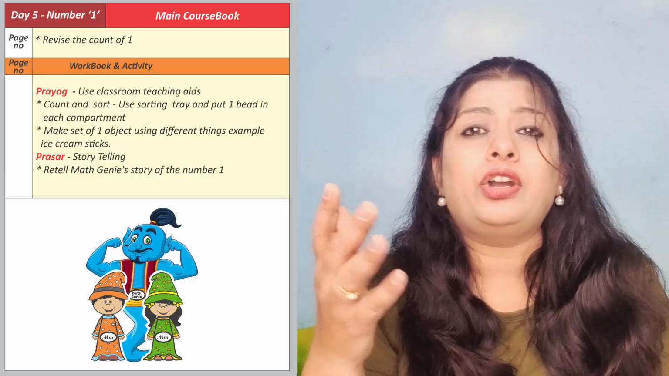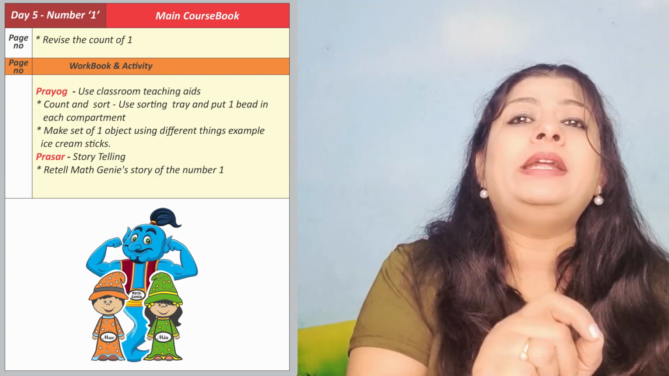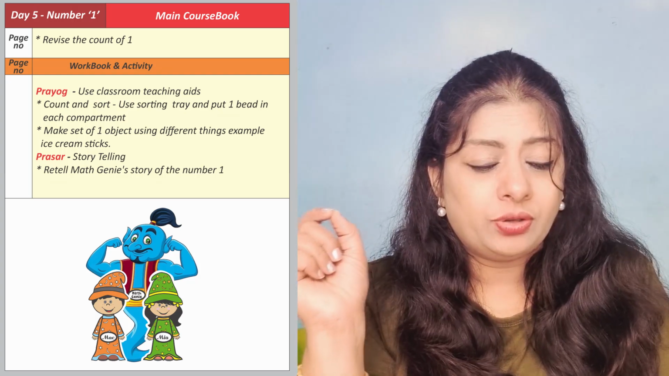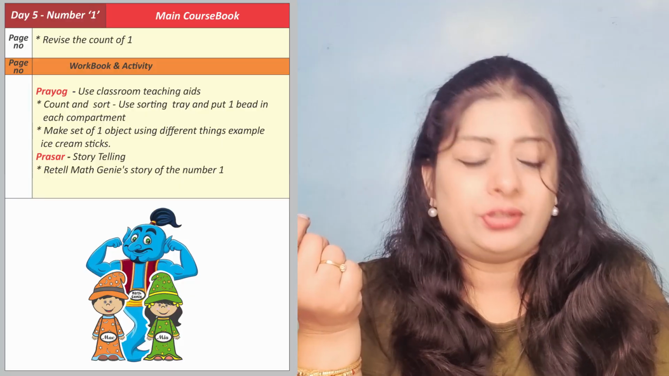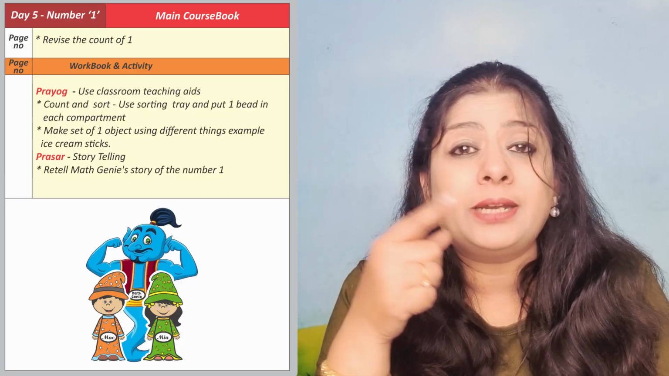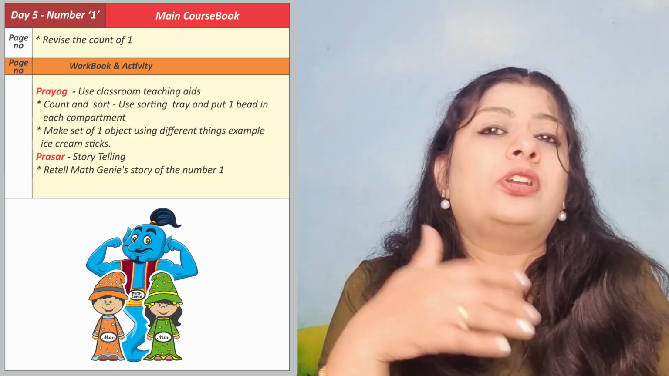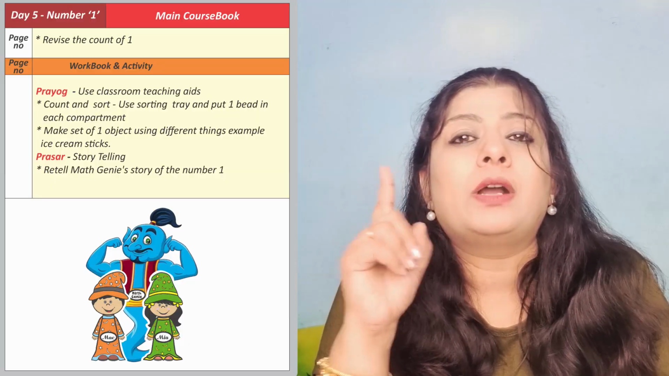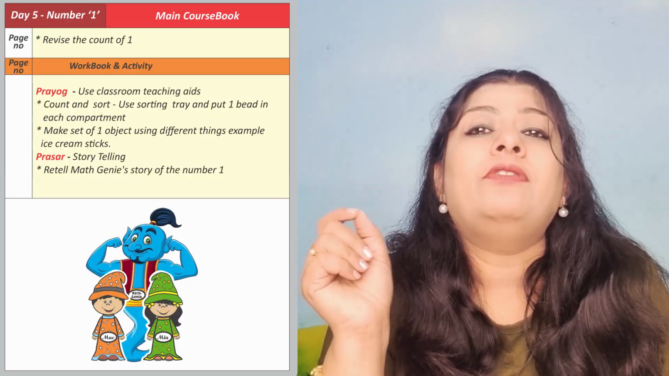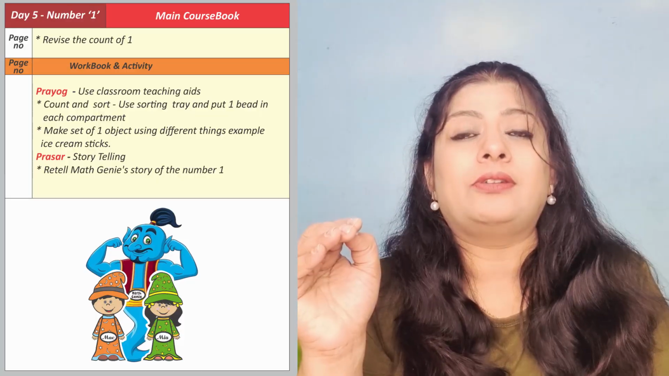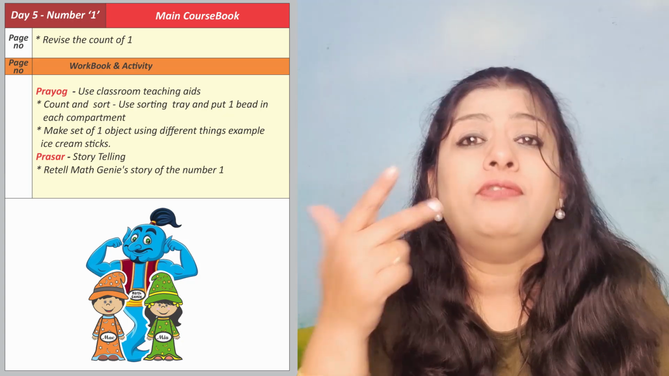You can use a sorting tray which has many compartments. Ask children to count and put one bead in each compartment of the sorting tray. You can do that activity as well. Again, you can thread one red bead and create a pattern or a sequence, and then give them ice cream sticks. Children will enjoy making a set of number 1 using the ice cream sticks. And now we will see to it that the child is clear with everything, the counting and recognition and the comprehension of number 1.